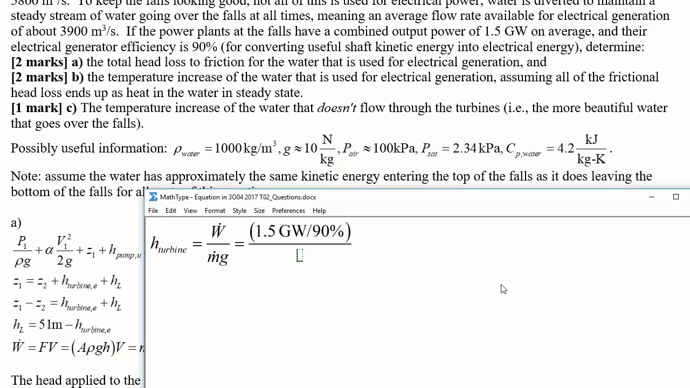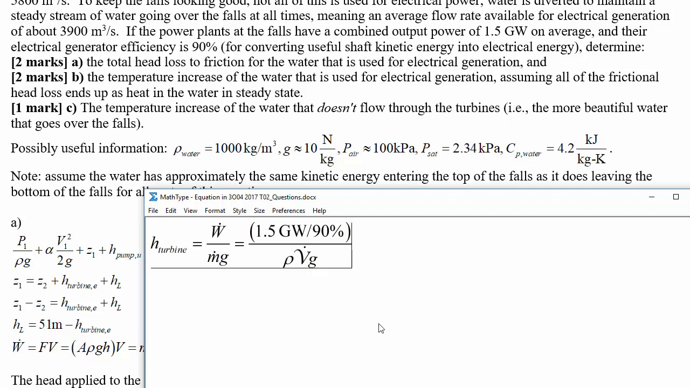So then we can divide this by m dot, which is rho times the volumetric flow rate. So volume, with the script V there, times g. Oh, we want a regular g for that. And the volumetric flow rate is what they actually gave us, so 3,900 cubic meters per second. Okay, so now we can substitute into this and get the head that was applied to the turbine for substituting into this formula.